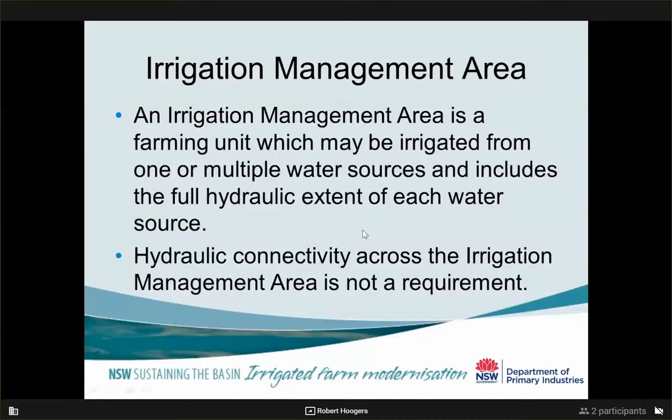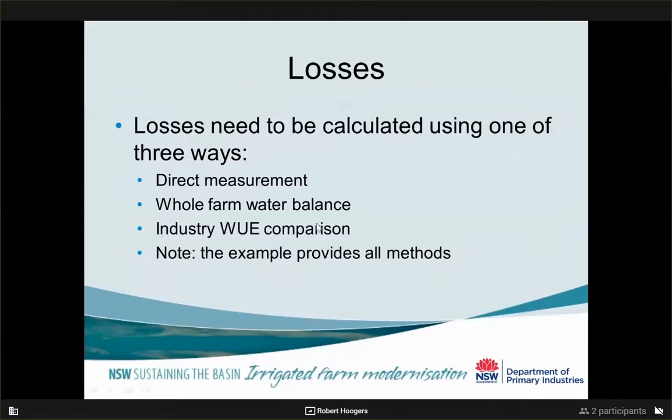this IFWUEA will be what your application is. So you can subdivide it, but then you need to do 3 applications. It's a lot easier to keep it all together as one irrigation management unit than subdividing it. Losses need to be calculated using one of the 3, but not all 3 methods.